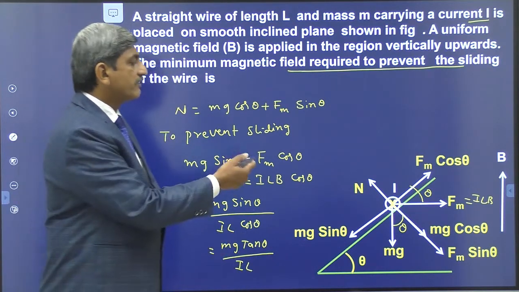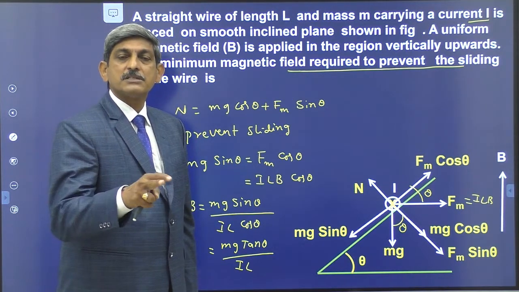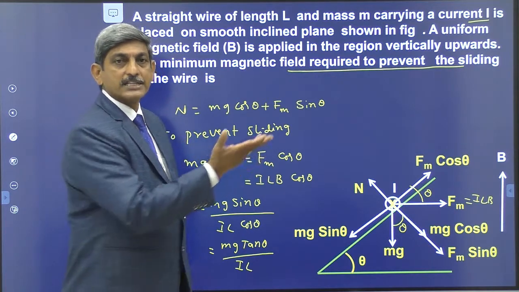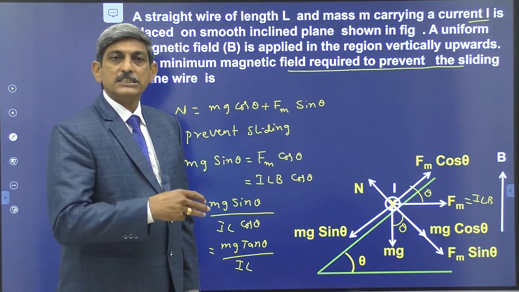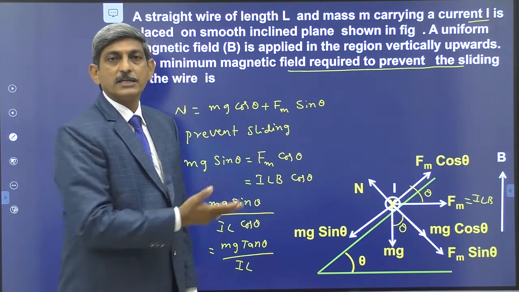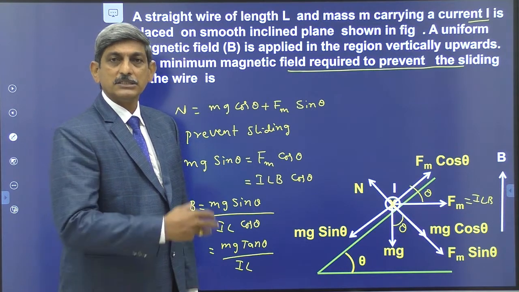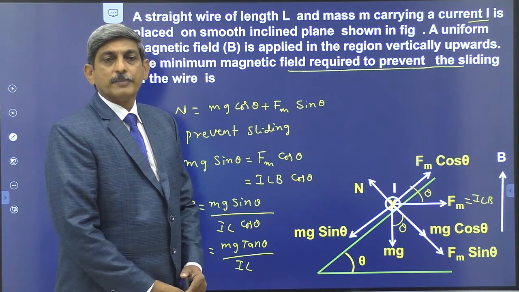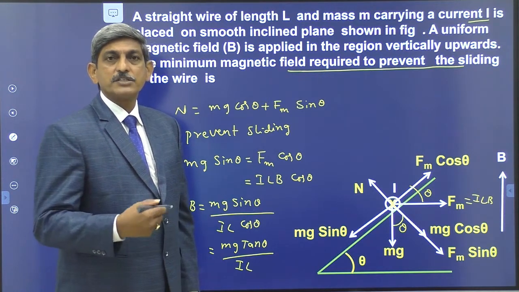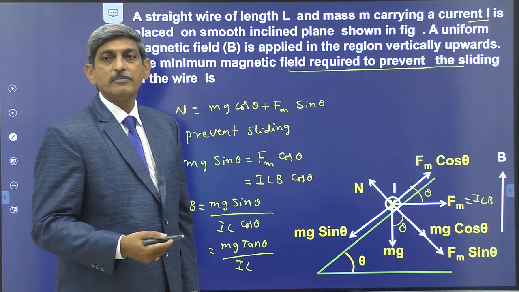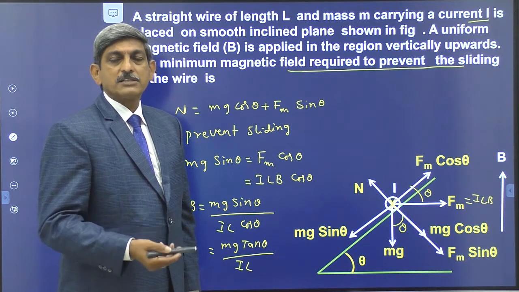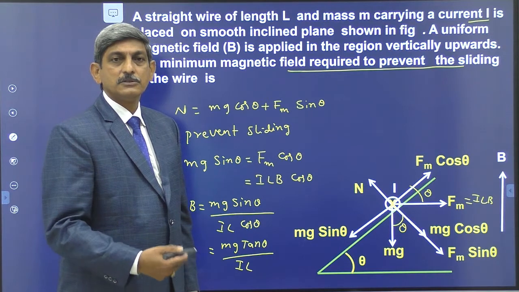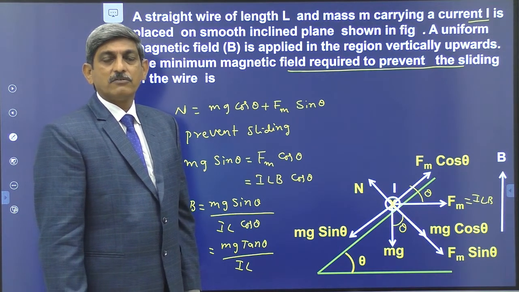Okay, so while solving these problems, concepts from different lessons are involved. In one problem, the concepts of friction and the force due to the magnetic field are involved. In one problem, the concept of the inclined plane and the force due to the magnetic field are involved. In one problem, the condition of equilibrium is involved. So by seeing the problems, you have to understand what forces are acting and how to keep the wire in equilibrium. By that, we can solve the problems. So practice many more problems from other books and try to be perfect while solving the problems.